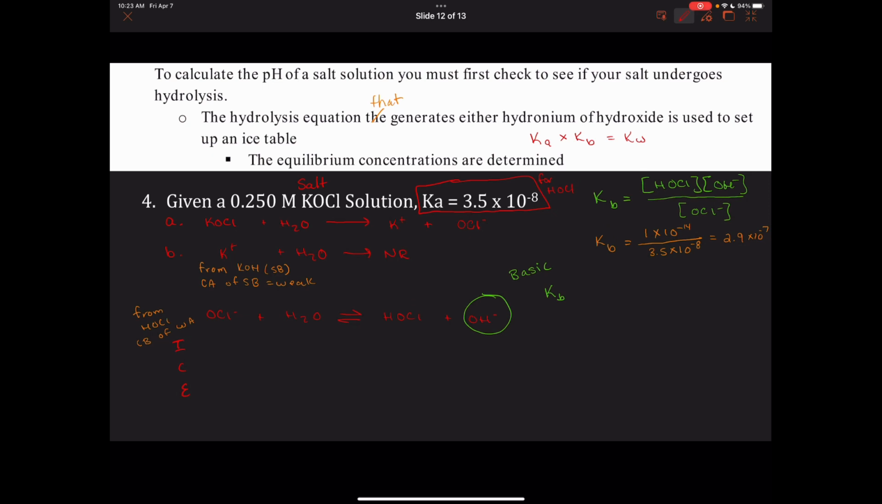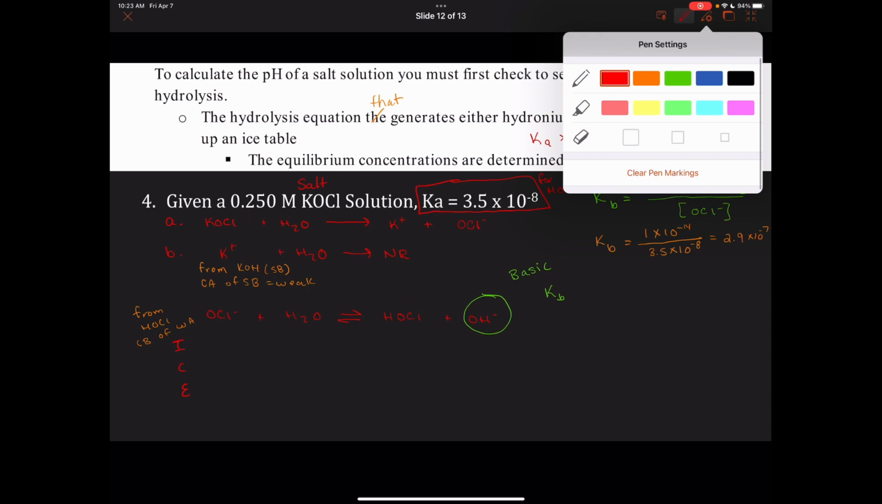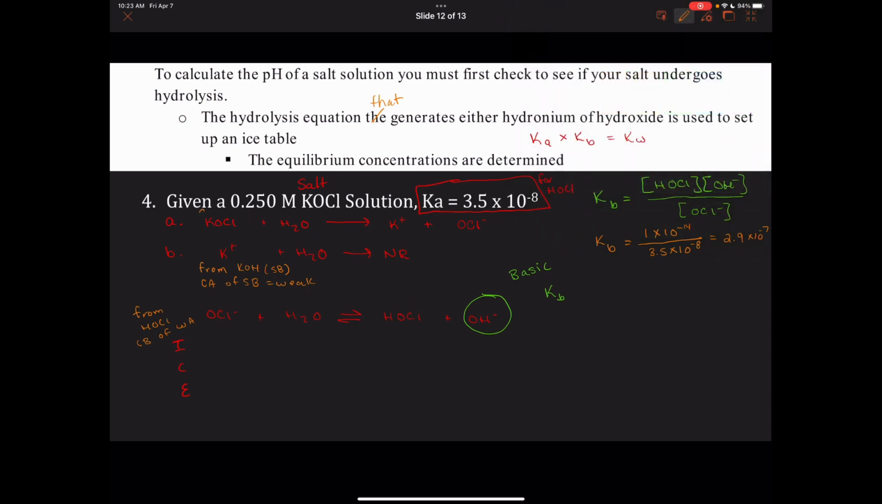For my salt, we need to know the concentration of the OCl minus. This is one of the reasons we want to go ahead and dissociate that salt so we can see the ratio. We've got KOCl starting at 0.25 molar. When it dissociates, I get a 1-to-1 ratio. So 0.25 molar potassium, 0.25 molar OCl minus. So that's my initial concentration of my OCl minus.